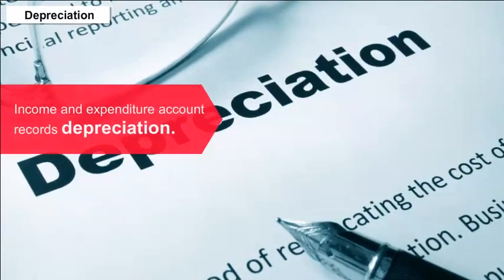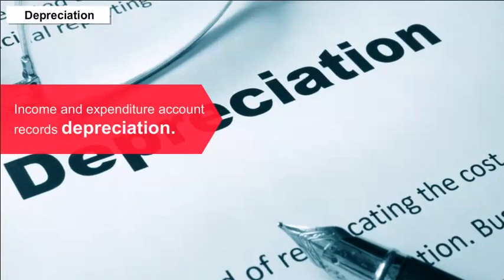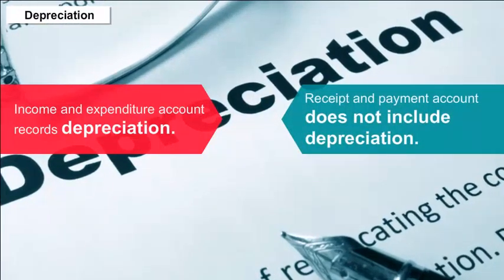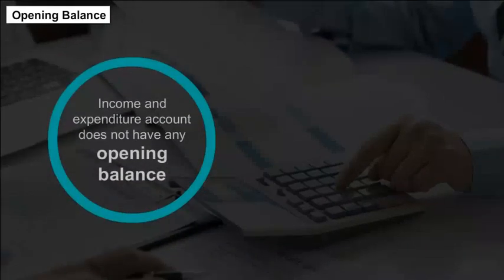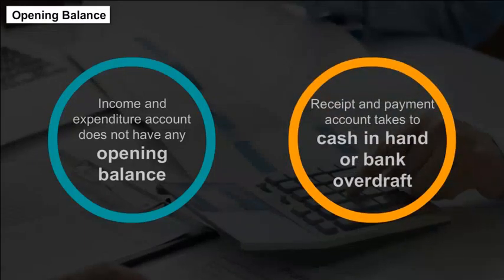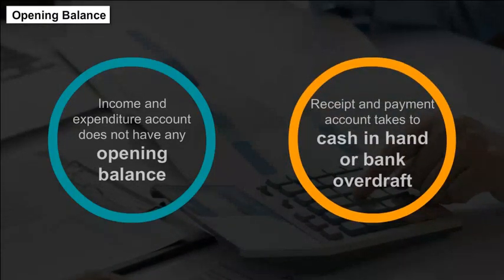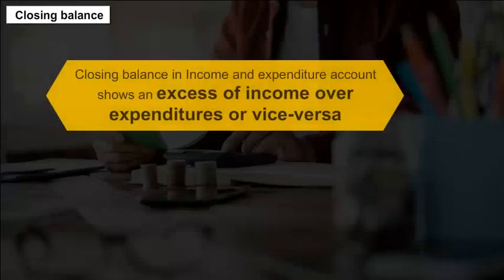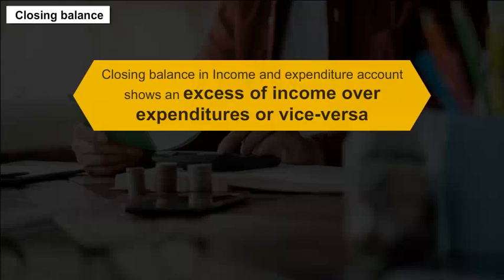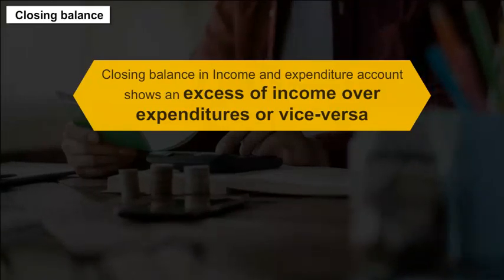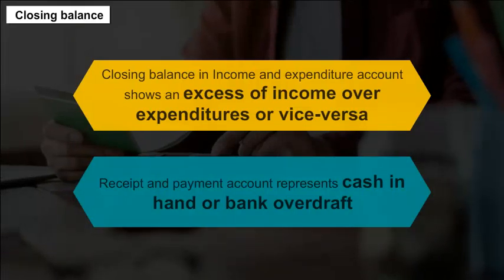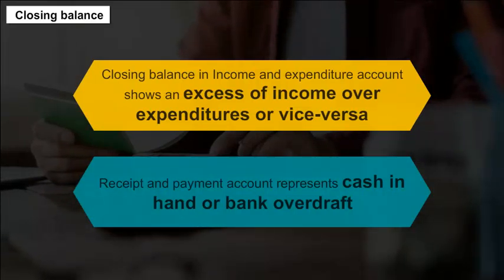Depreciation. Income and expenditure account records depreciation, whereas receipt and payment account does not include depreciation. Opening balance. Income and expenditure account does not have any opening balance, whereas receipt and payment account takes cash in hand or bank overdraft. Closing balance. Closing balance in income and expenditure account shows an excess of income over expenditures or vice versa, whereas receipt and payment account represents cash in hand or bank overdraft.